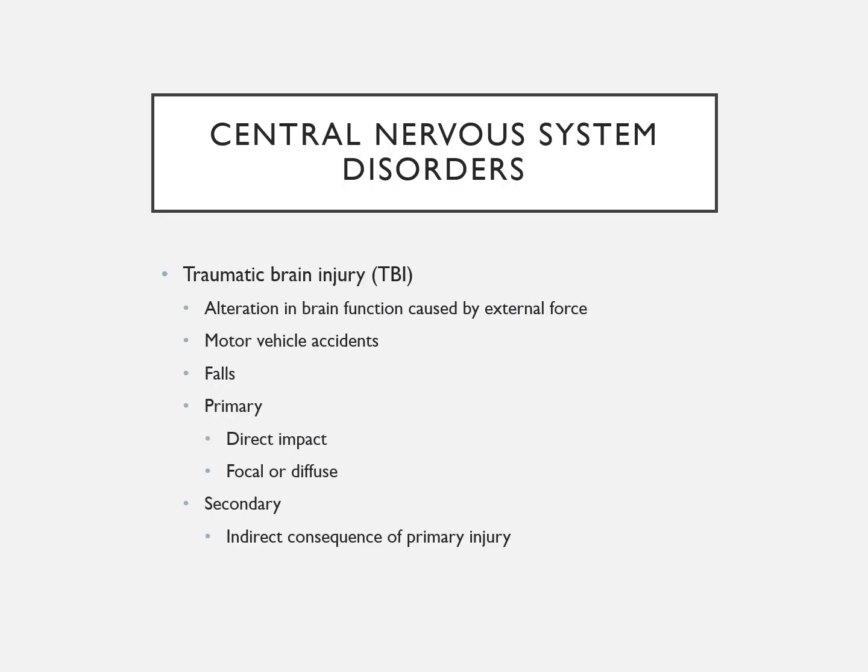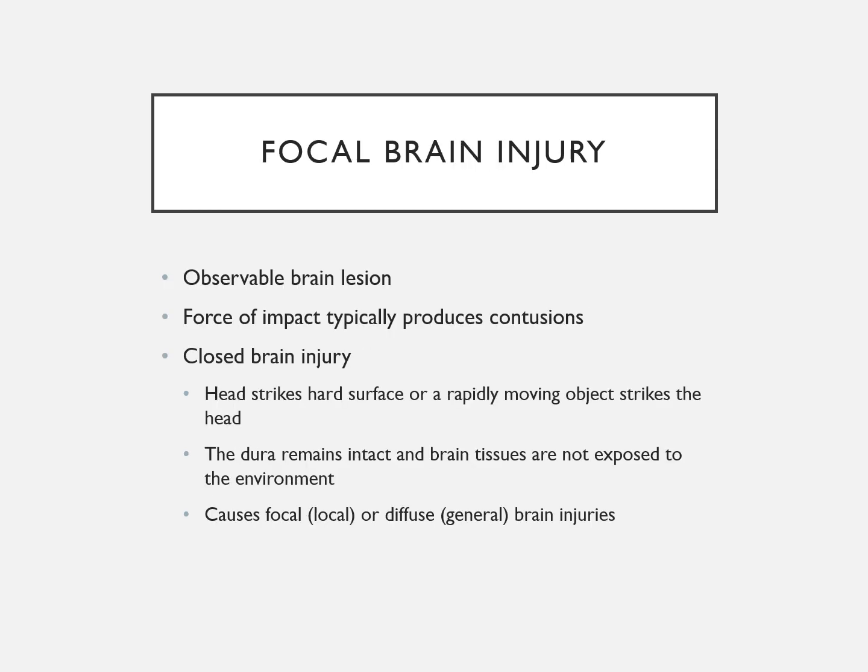Central nervous system disorders, we have traumatic brain injury. It causes an alteration in brain function caused by an external force. We see this in motor vehicle accidents, falls. Primary can be direct impact or focal or diffuse. Secondary is indirect consequence of the primary injury. So remember, secondary is always caused by something else.